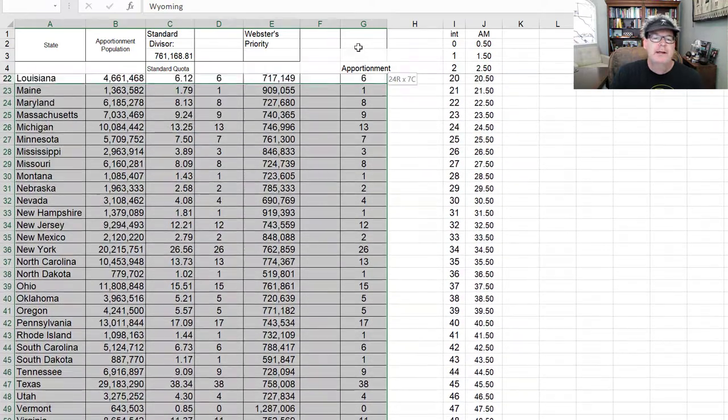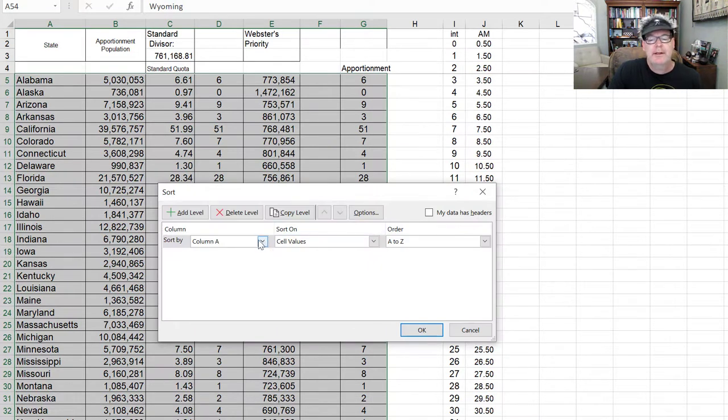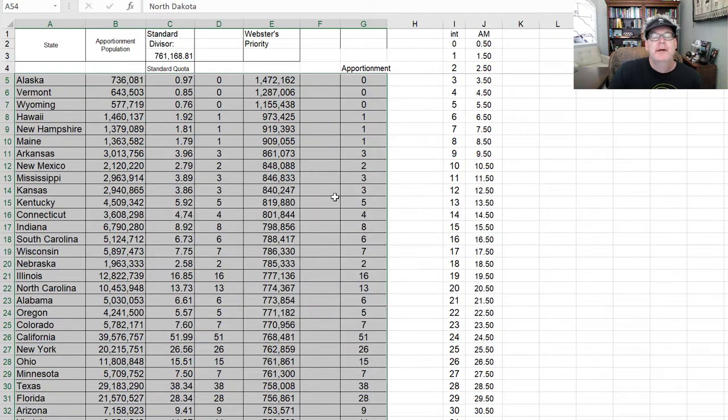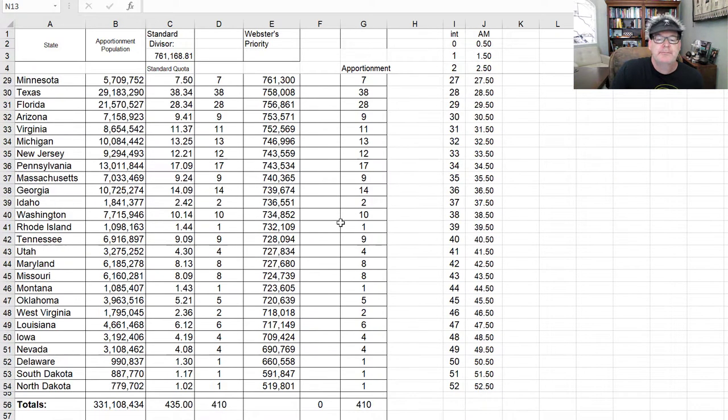So if you just divide the state's population by the mean, whichever mean you're using, where you're at and where you're going to go, that gives you the priority. And then you can sort by priority, assuming every state gets at least its lower quota and not above its upper quota. Otherwise, you can still do priority, but not as simply as what I have here. All right, so here's in order of priority.